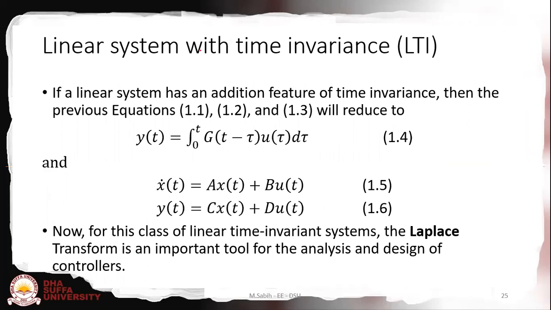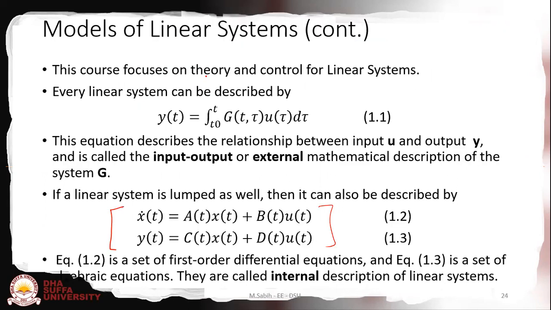Now sometimes we have the linear system, but the linear system is time invariant. Now this is the difference between the previous and here. In the last slide, we said the G is a function of the time and also tau. So it heavily depends upon the time, as well as when the signal, I mean the input, was applied.